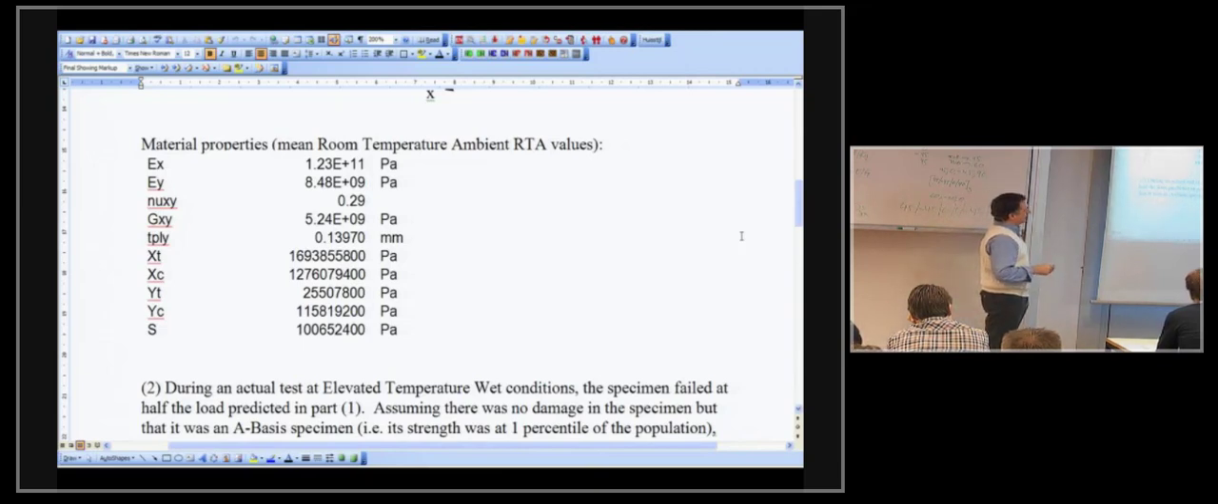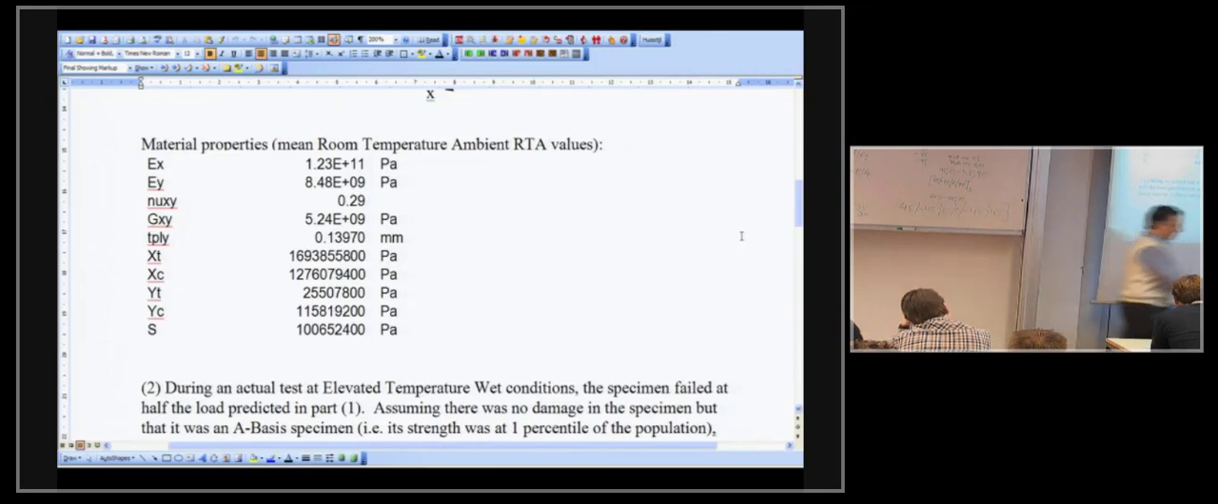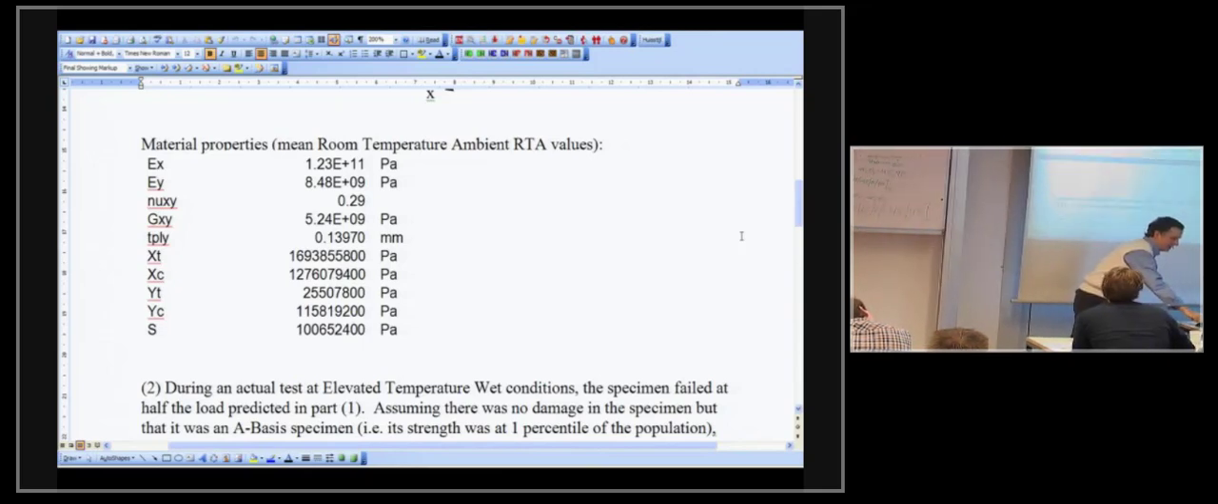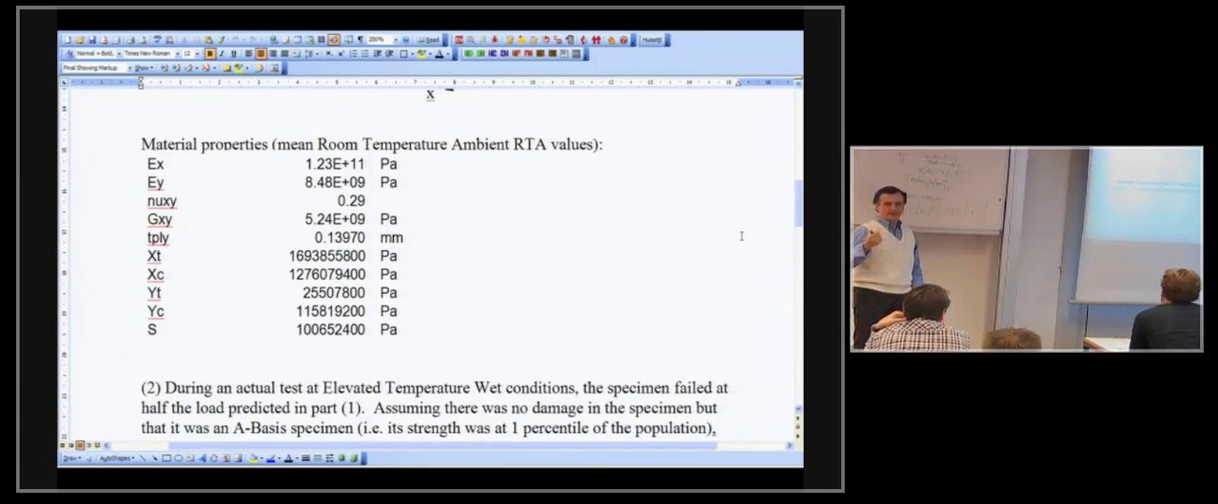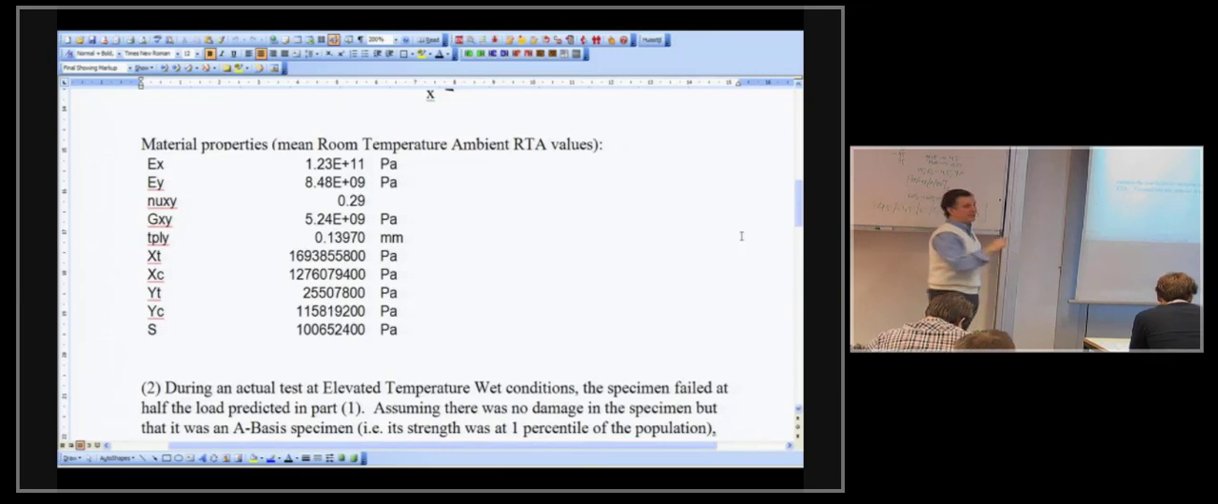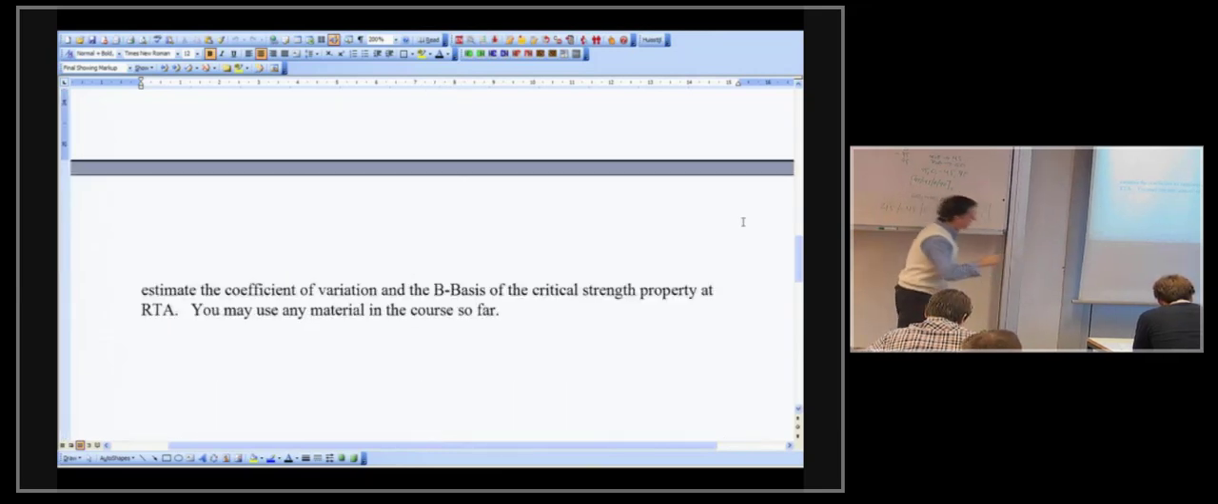So if there were no damage in the specimen, but someone told us this is an A basis specimen, so it's at the low end of the material strength, 1 percentile of the population, then you are supposed to somehow tell me two things. One, the coefficient of variation. Coefficient of variation is standard deviation divided by the mean. And two, the B basis of the critical strength property, whatever is the failure mode that we said on the previous problem. If it's transverse tension, let's say, I want you to calculate the coefficient of variation and the B basis for transverse tension at room temperature ambient.